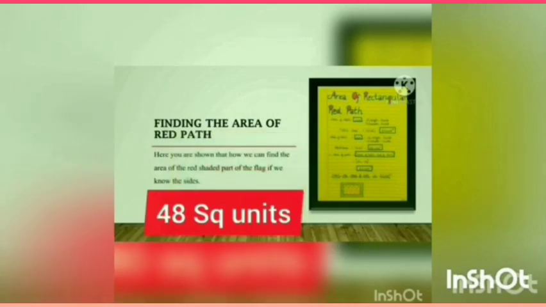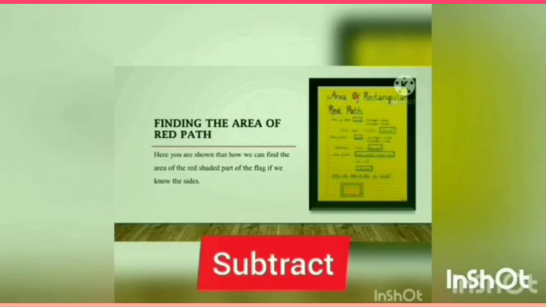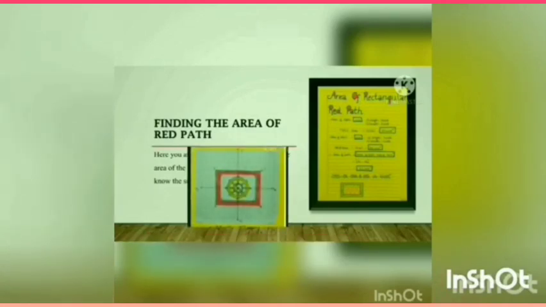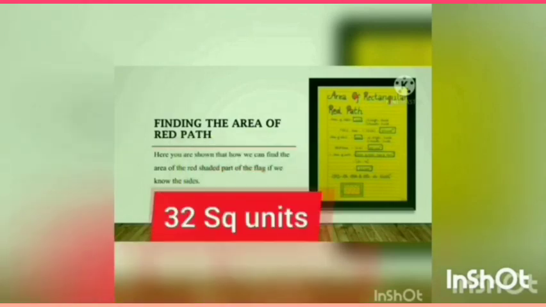Now to find the area of the path, we'll subtract the area of ABCD from the area of PQRS, which will give us 80 minus 48, which is 32 units. Hence the area of the path is 32 units.